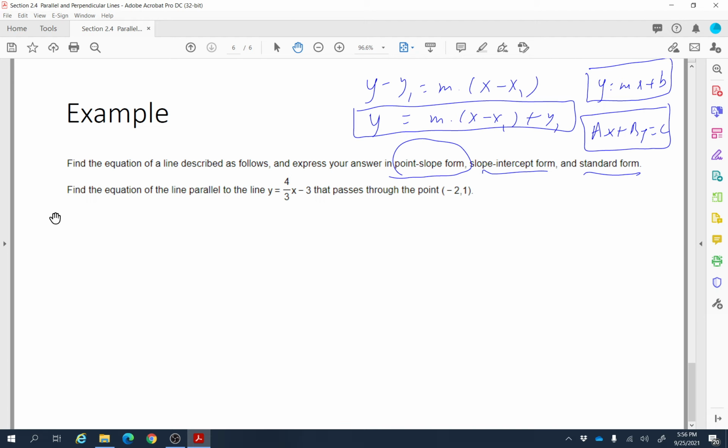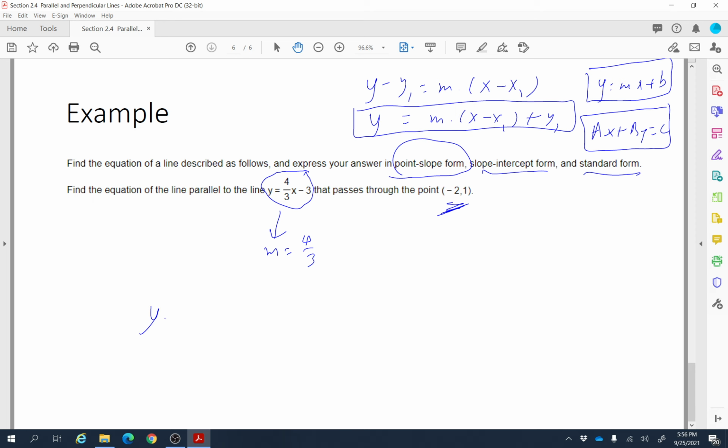First of all, to find the equation in any of these forms, if you want to start from this one, you need a point and a slope. So find the equation of the line parallel to the given line. We know that the slopes of two parallel lines are equal. In this case, the slope is 4/3. So the line we are looking for has slope 4/3 and passes through negative 2 comma 1.